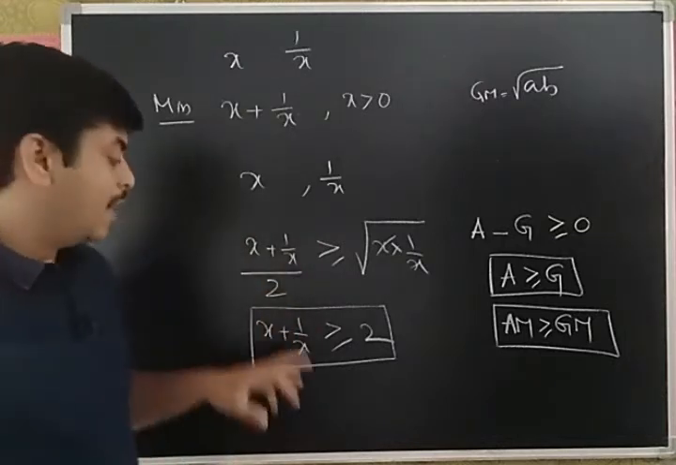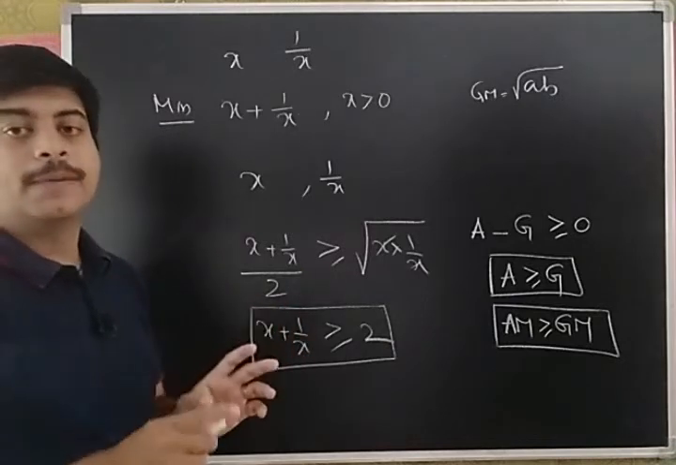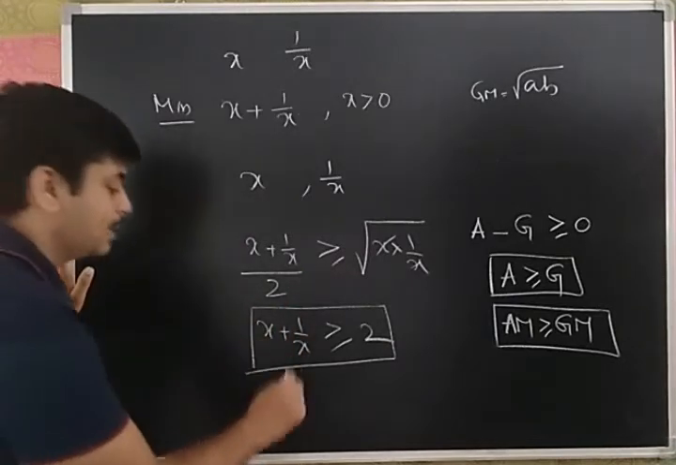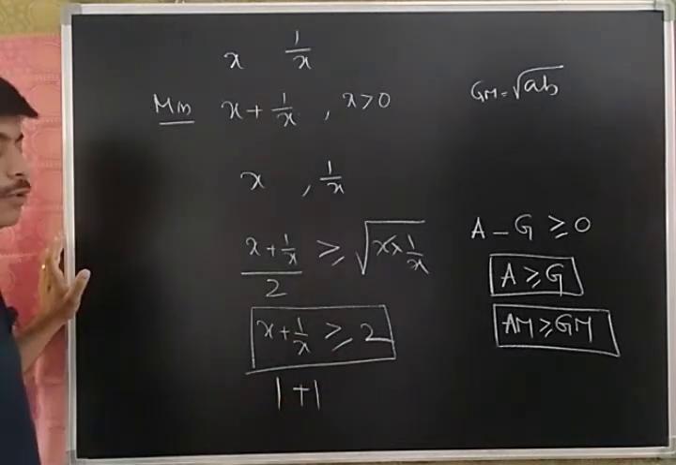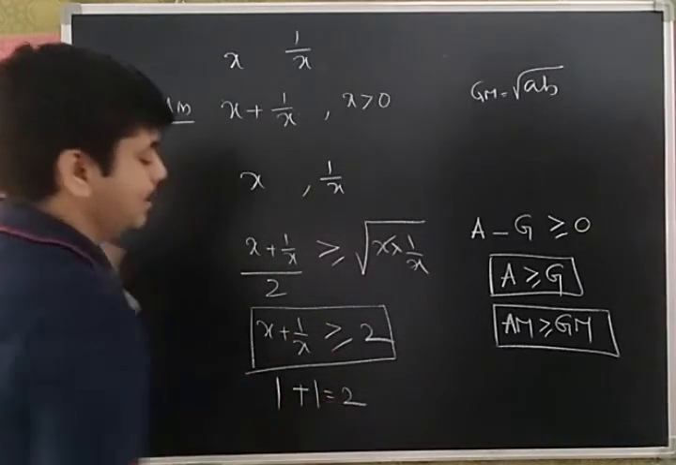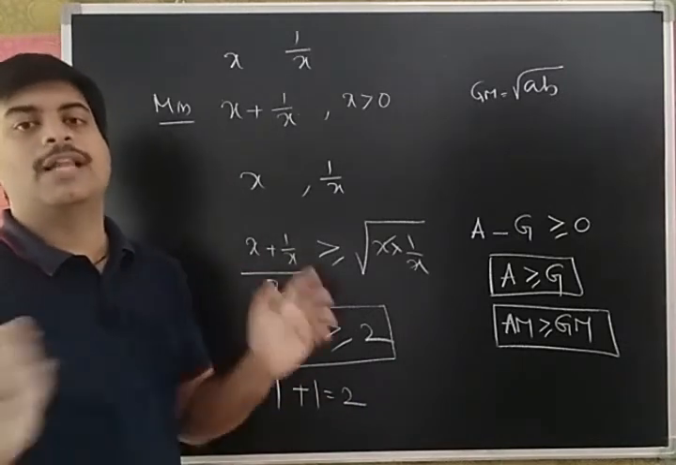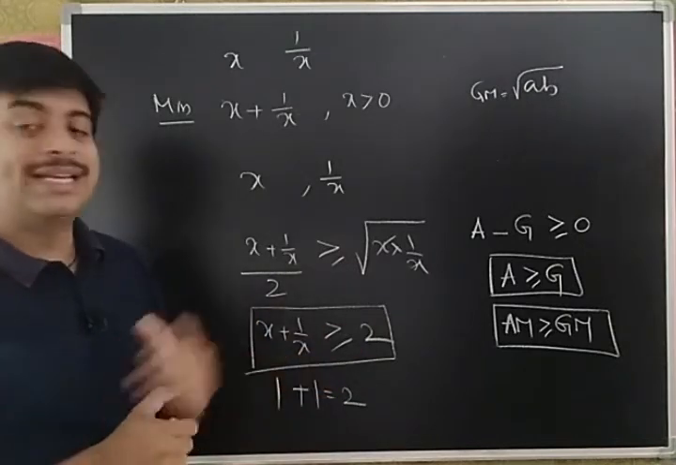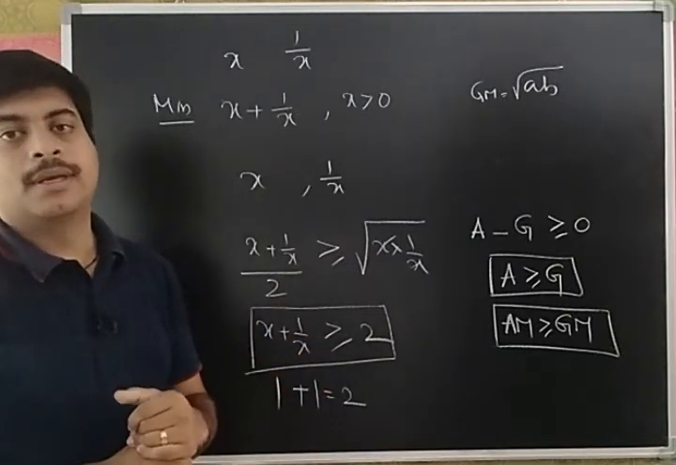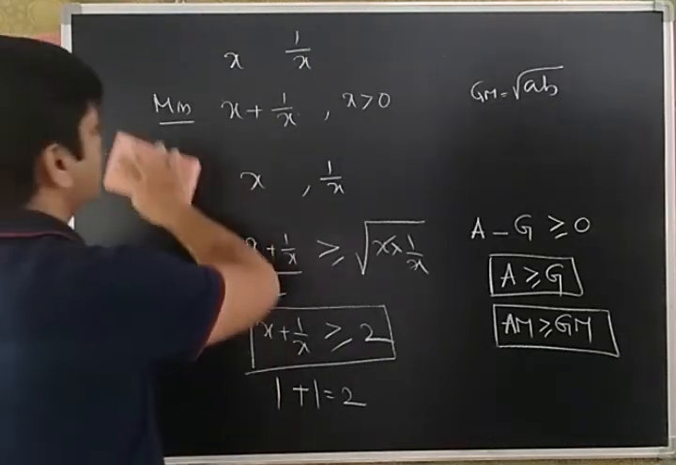That happens when these two numbers are equal. That means x and 1 by x should be equal, so the number x is 1 as well as 1 by x is also 1. So 1 plus 1 will give you 2. Only in this case the minimum value is 2. And for all other values, however small or however large, the sum will always be greater than 2. Alright, let us see more applications of this.